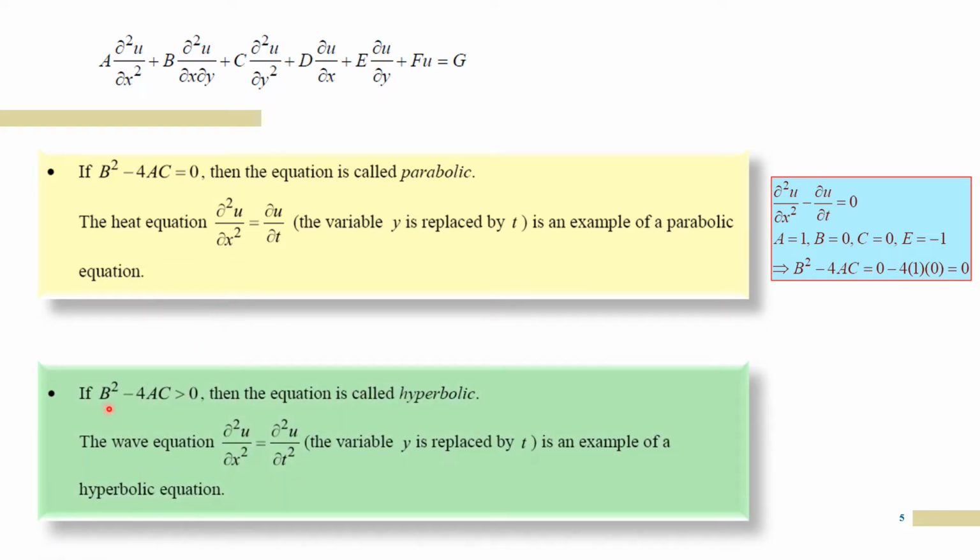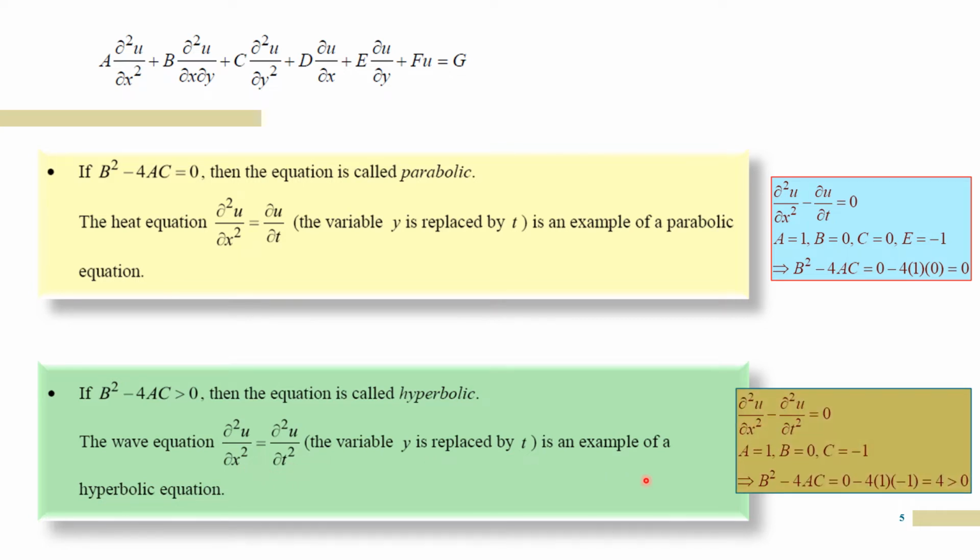If b squared minus 4ac is larger than 0, then the given equation is classified as hyperbolic. Example: ∂²u/∂x² = ∂²u/∂t². Okay, let us identify the type of this equation by calculating this discriminant. So firstly, we are going to shift ∂²u/∂t² to the left side as follows. Okay, from this equation, we can know the values of a, b, and c.